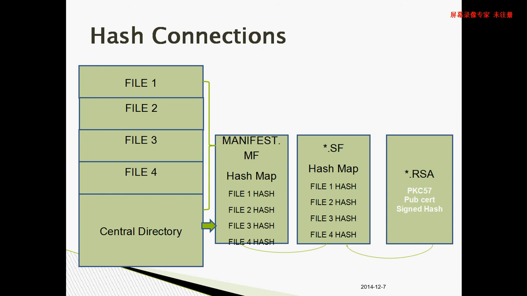During the Java verification process, the hash of the manifest needs to match with the files in the APK or the zip file. The hash of the SF block needs to match with that in the manifest block, and again the hash and the signed hash of the RSA needs to match with the hash of the SF block. Only then will we have a successful verification.